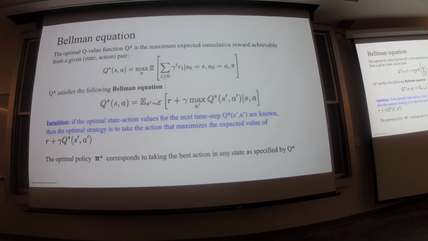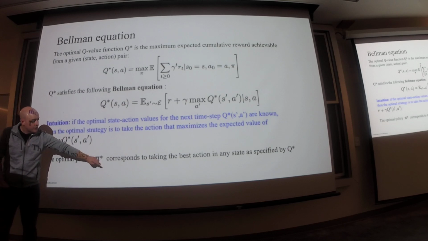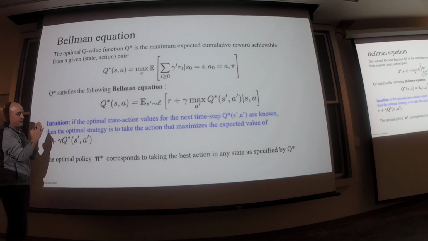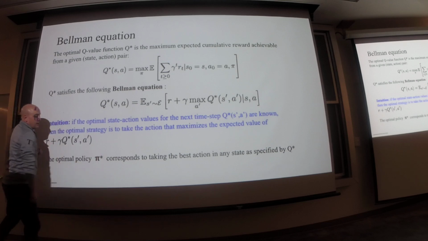So what's important about that? Going back to this, these optimal Q values are going to help us define the optimal policies. Remember that the optimal policy pi star corresponds to taking the best action in any state as specified by the Q star. So our optimal Q value function is a thing that will help us to find the optimal policy.